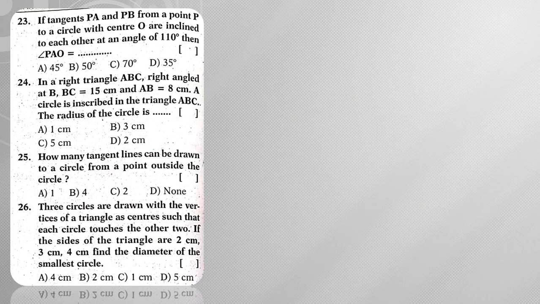Moving on to question number 23. If tangents PA and PB from point P to a circle with center O are inclined to each other at an angle of 110 degrees. Now drawing the figure, PA and PB, this is point A and this is point B. O is the center of the circle. The angle between the tangents is 110 degrees, so this particular part is 55 degrees, that is nothing but half of it.